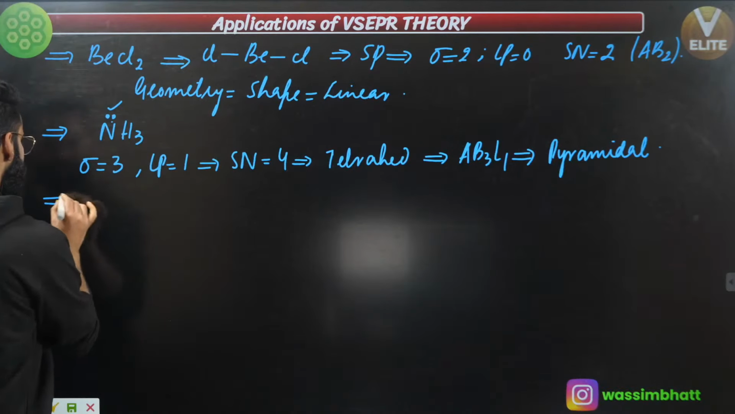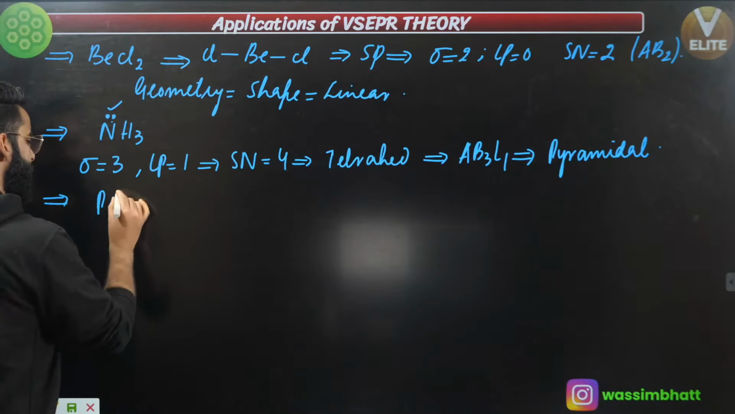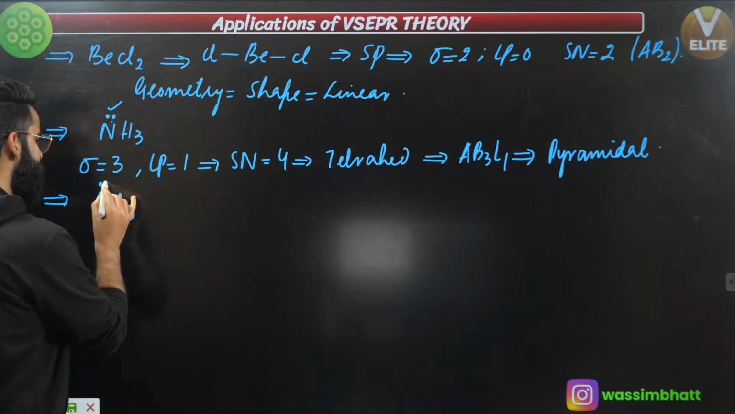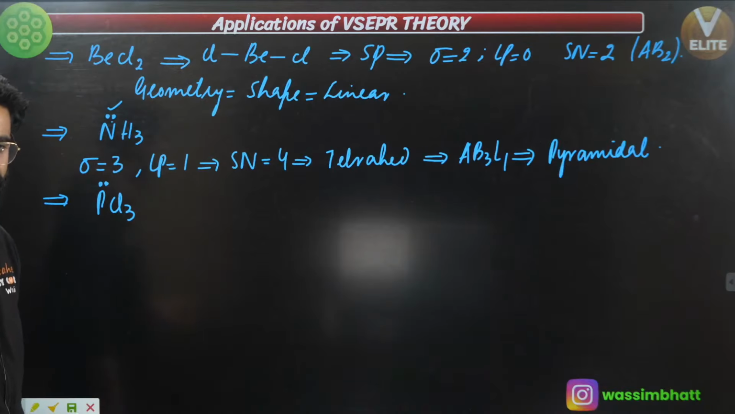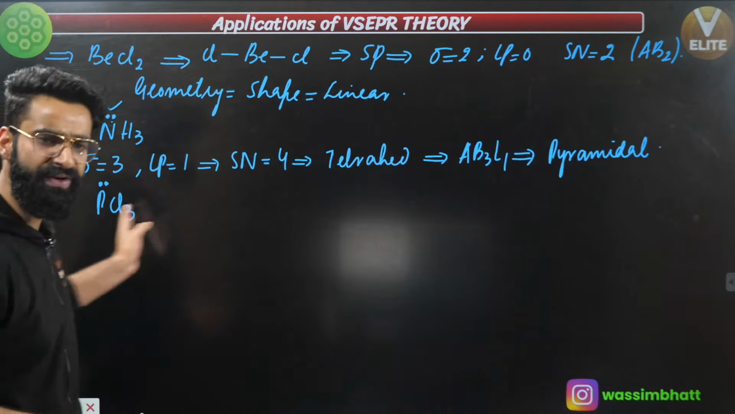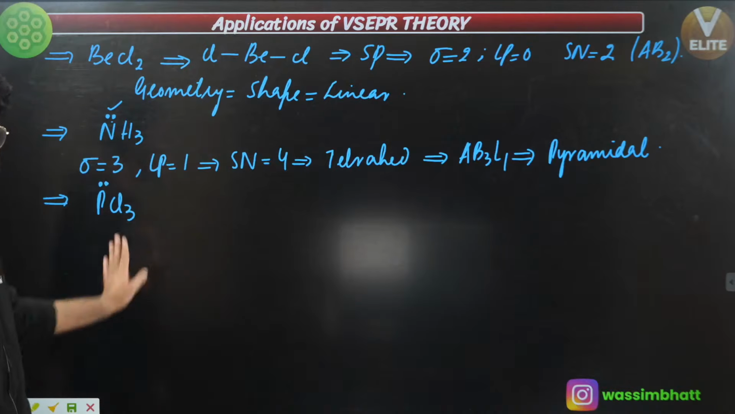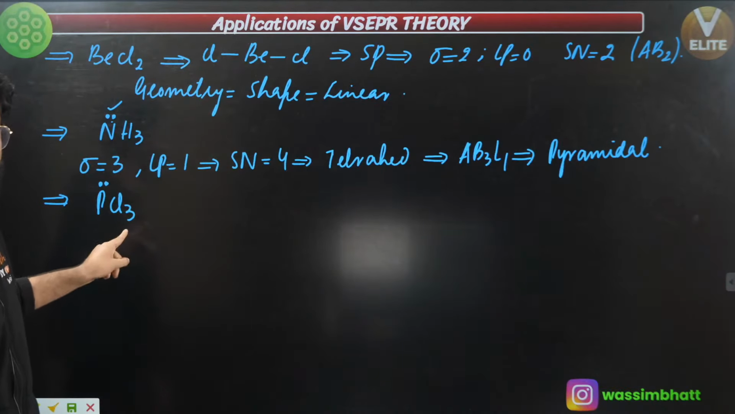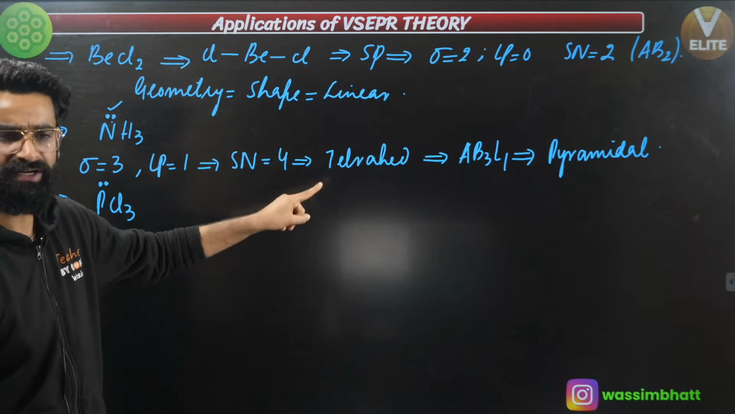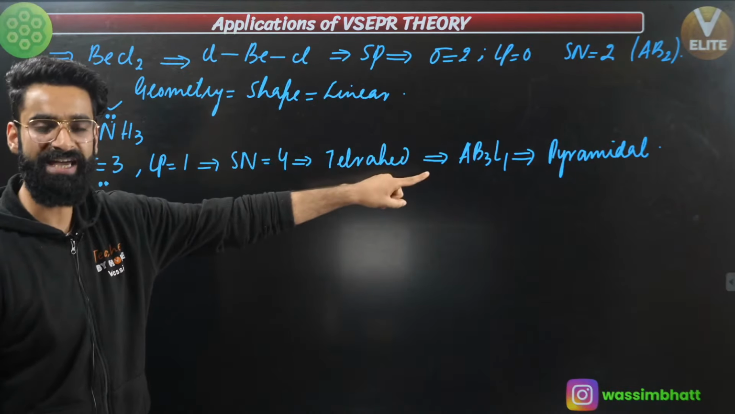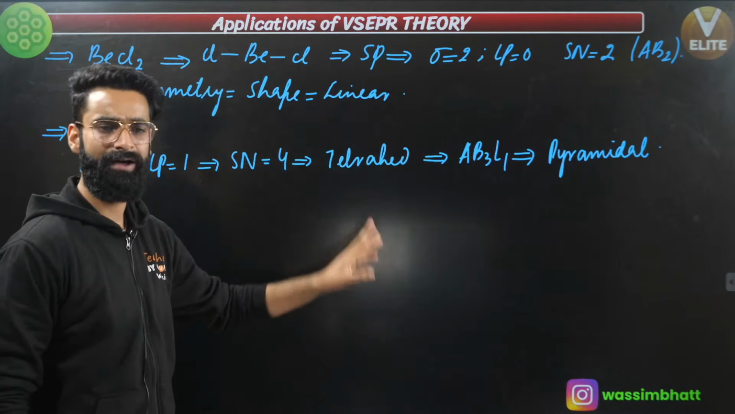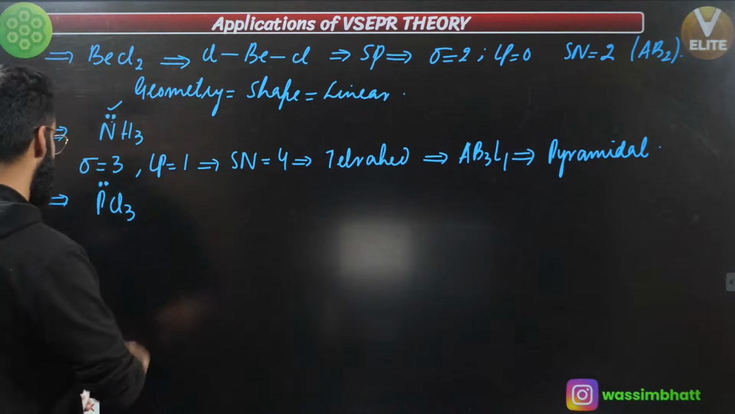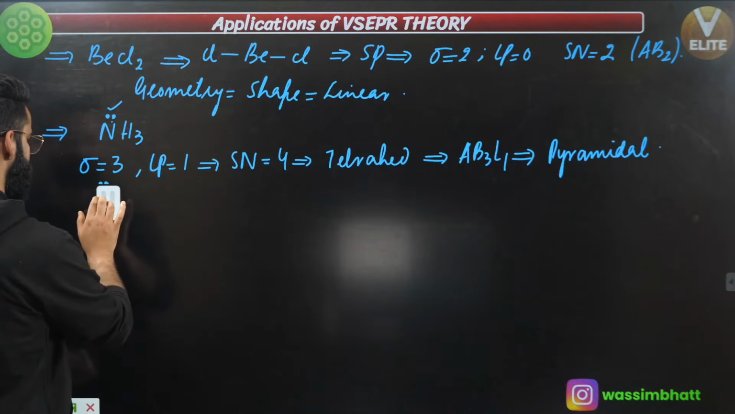Okay. Now people, if I ask you about PCl3. First of all, phosphorus again has one lone pair. Everything is the same as your NH3. One lone pair, 3 bond pairs, that means one lone pair and 3 sigma bonds. Steric number again 4, geometry again tetrahedral, type is AB3L1, and the shape is going to be pyramidal, right? Same.